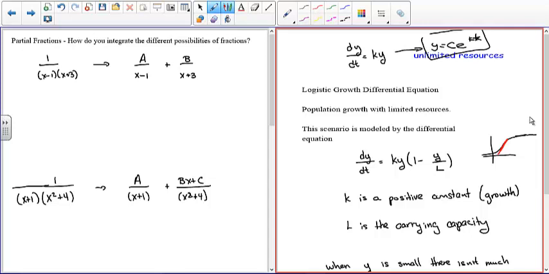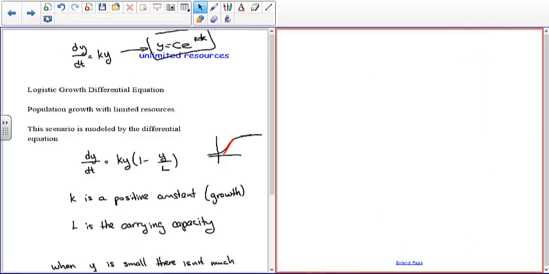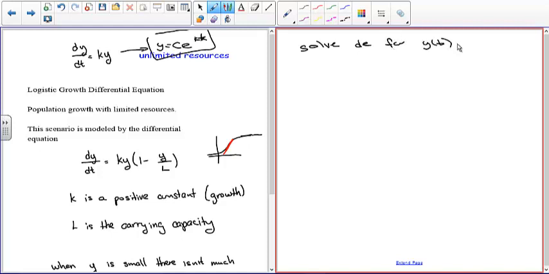Now we're going to solve this differential equation. You can actually solve it using separation of variables, because you can see that t is not anywhere except in the dt term. It's kind of surprising that it's in the separation of variables section. But we're going to take this differential equation and solve it for y as a function of t using separation of variables.